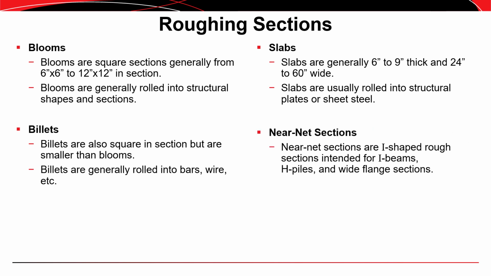And then a near net section is not rectangular, it's not square. It has a shape that is approximately like an I shape or an H shape. And the idea is that these are produced as a rough section, but they're closer to the final shape so that there's less energy needed to get from the rough section to the finished section. I have pictures coming up in a few slides that show what a near net section looks like.